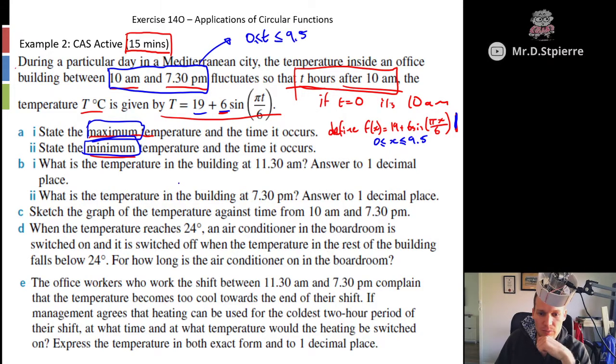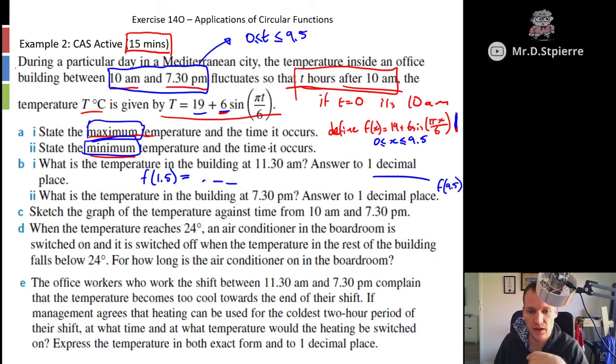What is the temperature at the building at 11:30 a.m.? Well, that's just f of 1.5. Whatever that gives, answer to one decimal place. Done. Because 11:30 a.m. is 1.5 hours after 10 a.m. What is the temperature at the building at 7:30 p.m.? Answer to one decimal place. Well, that is just f of 9.5. Same thing, it's 9.5 hours after 10 a.m.